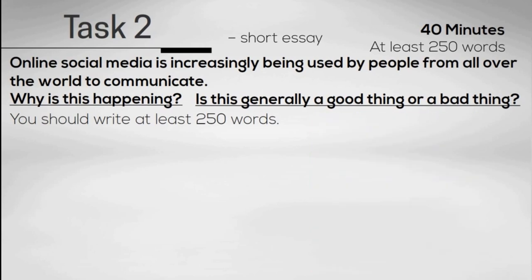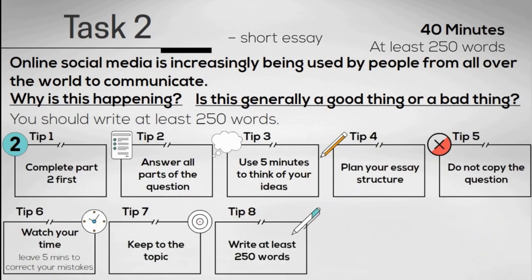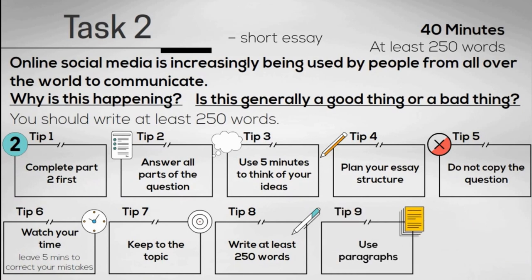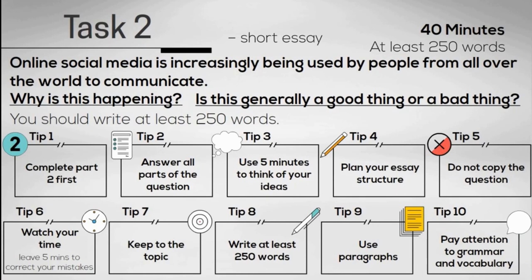Make sure you write enough words. Underlength answers means a lower score. That's tip number 8. Tip number 9 is to use paragraphs. If you don't use paragraphs, you will get a lower score. And finally, tip number 10 is do try to use a wide range of vocabulary and accurate grammar. This will result in a higher score.